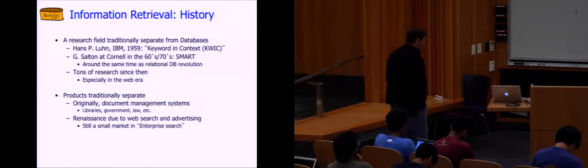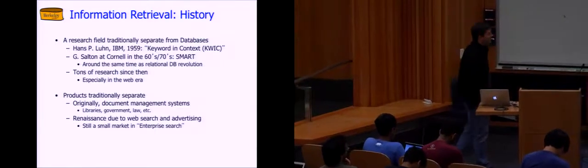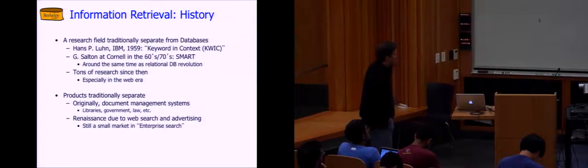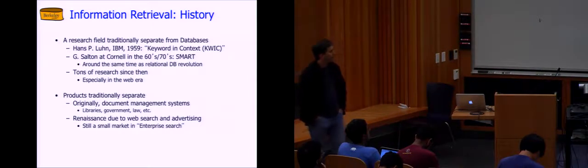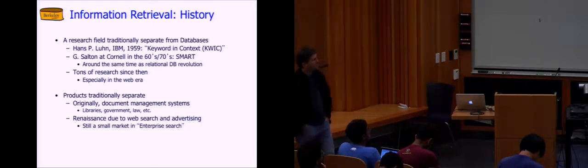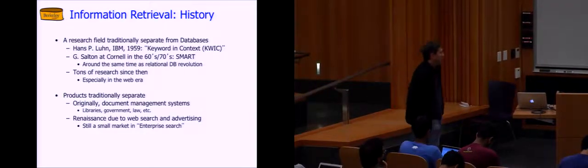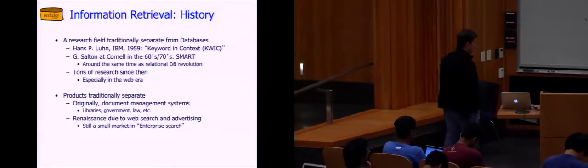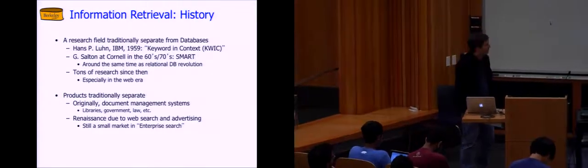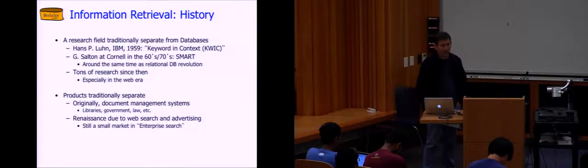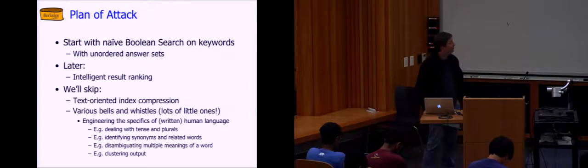The products, in terms of what was in information retrieval and what was in databases, have long been separate engineering artifacts. The information retrieval products were originally these document management systems that were used by libraries and government and law firms. And the exciting stuff really happened with web search and advertising. Right? There is still a market in enterprise search, but it's not a very big market. It's really all about the web.